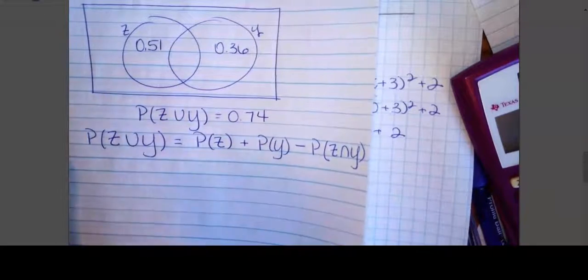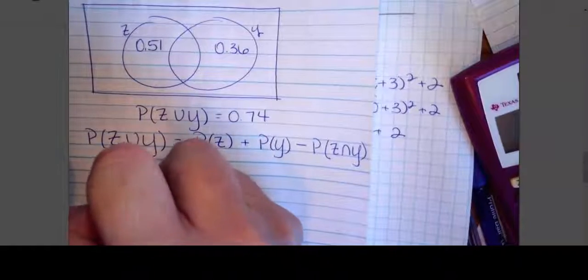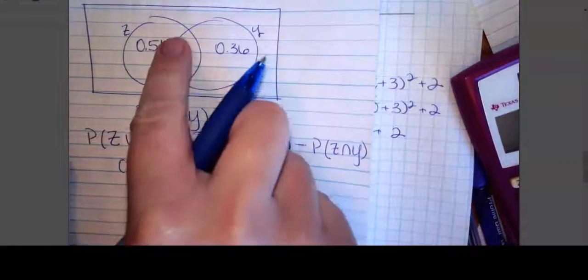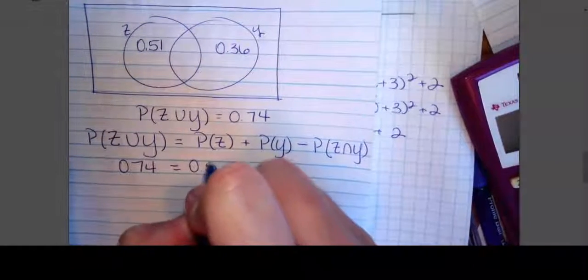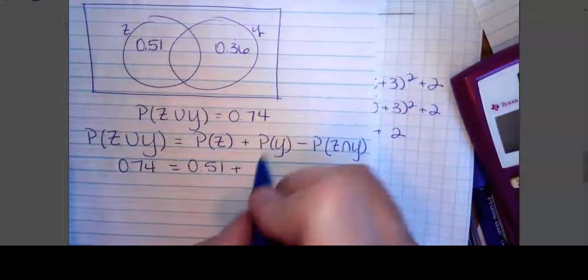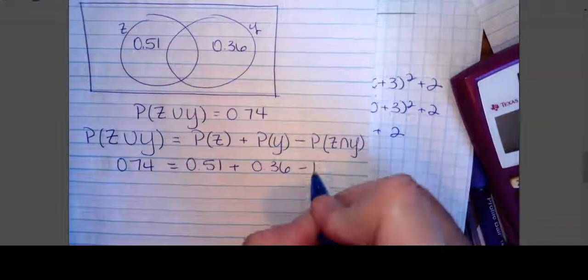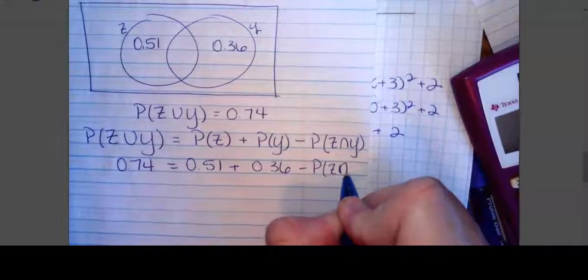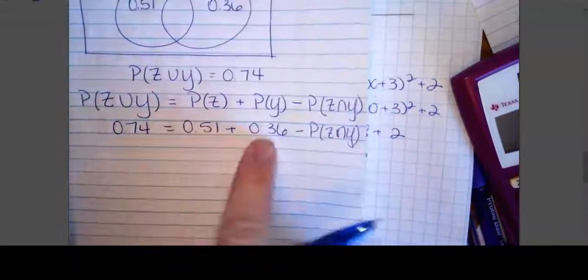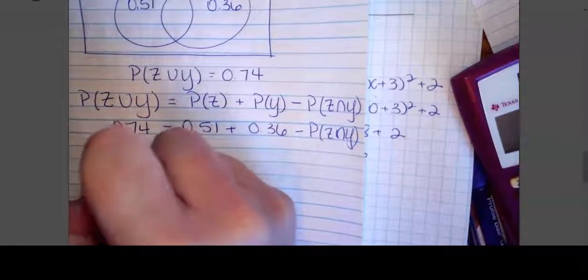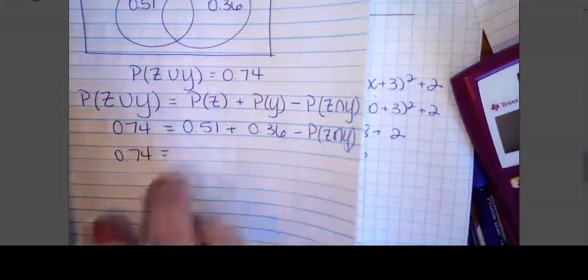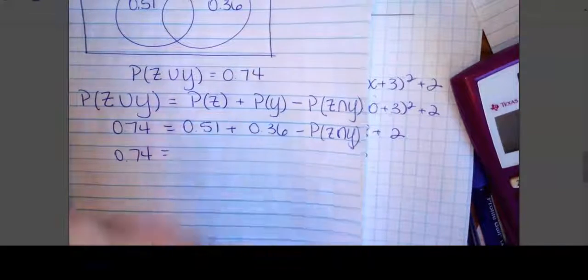Well, I know what this is, it's 0.74. So I've got 0.74 equals the probability of Z, which I know is 0.51, plus the probability of Y, which is 0.36. And so now I can solve for this probability. So I'm going to add those two together. So I got 0.74 equals 51 and 36 gives me 87.